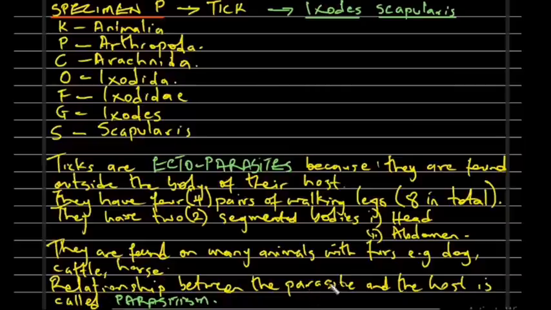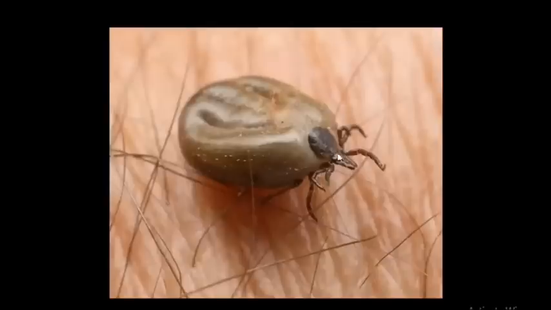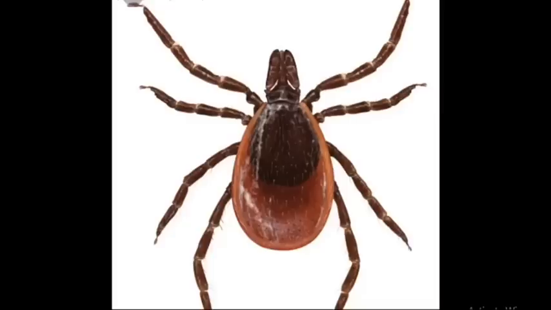The relationship that is found between the parasite and the host is what we refer to as parasitism. Now looking at pictures, we have something that looks like this for the picture of this particular organism. You can see this is what a tick looks like. You can see the diagram here. You can see the 4 pairs of working legs. It has jointed legs, so the 4 pairs of jointed legs. Are we together? 4 pairs of jointed working legs. That is what we have there. So 1, 2, 3, 4.